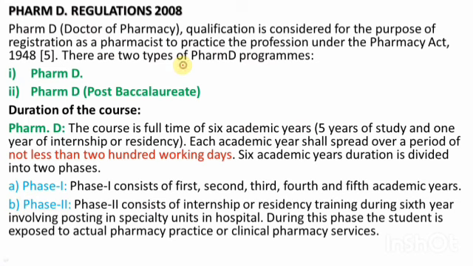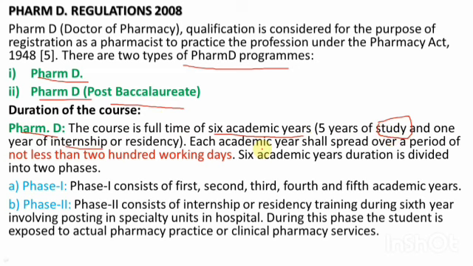There are two types of PharmD programs. First one is the PharmD, then PharmD post-bachelorate. Duration of course in PharmD: the course is full time of 6 academic years, 5 years of study and 1 year of internship.